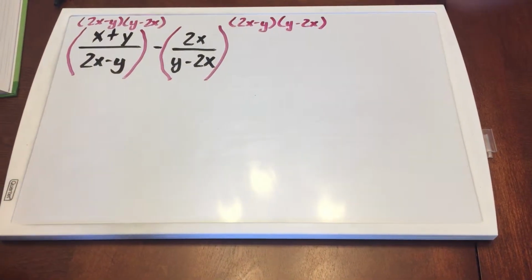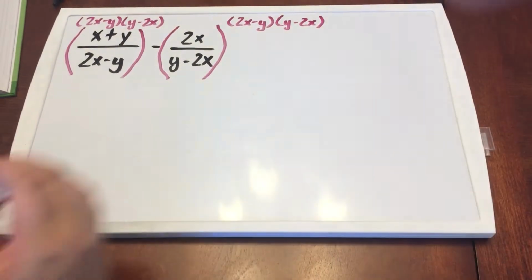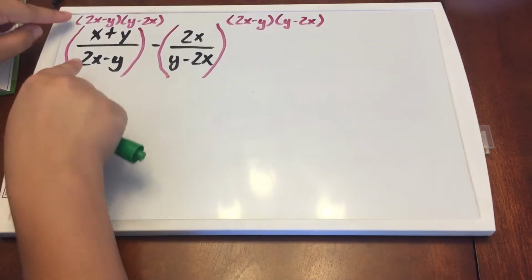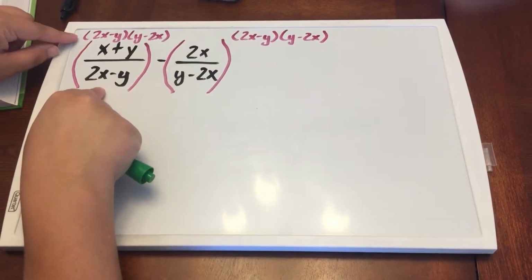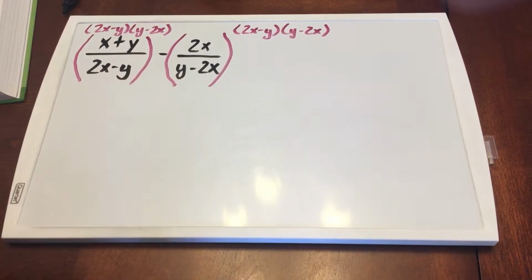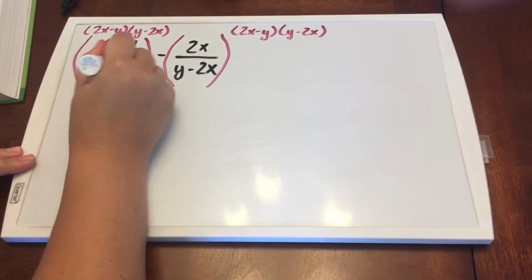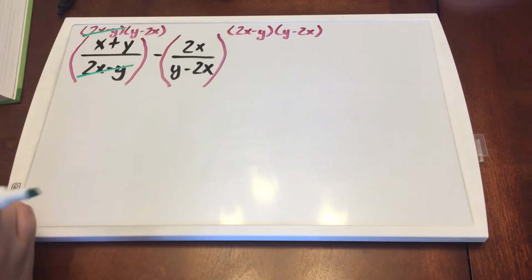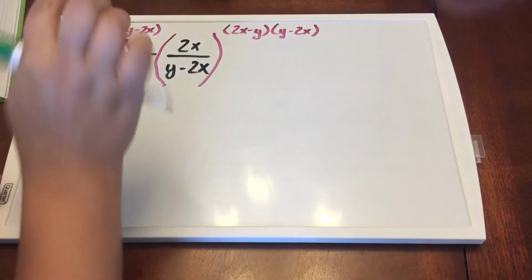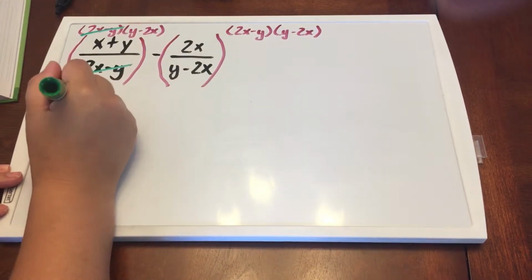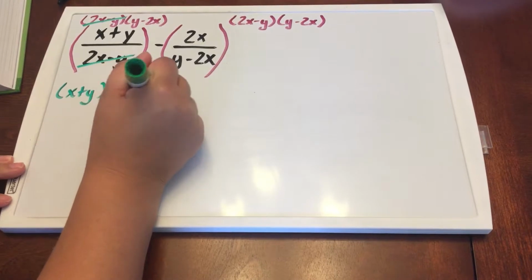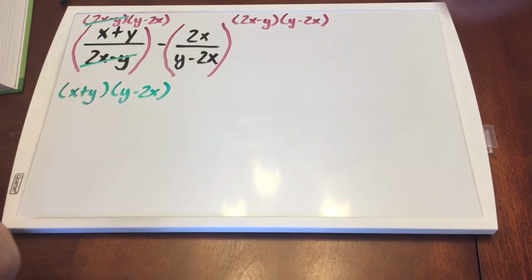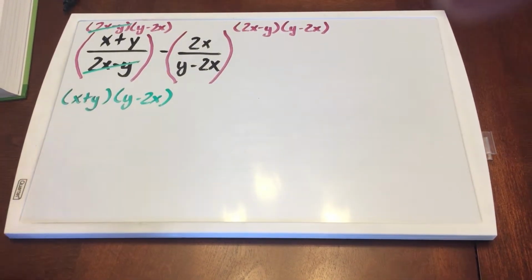Now, I'm going to look at each fraction individually. So if I look at this fraction, I'm going to compare this stuff in purple with the denominator. Notice the 2x minus y's are the same exact thing. So they are going to cancel out. And I'm going to be left with the x plus y and the y minus 2x. And then that fraction, for the most part right now, is complete.